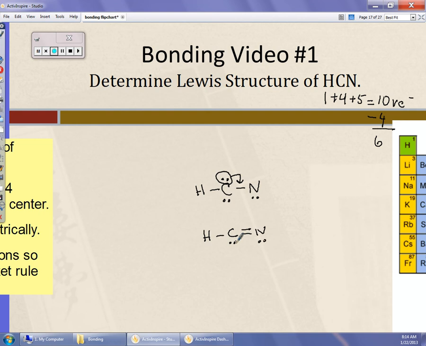By doing so, the carbon here still has its octet. It has 1, 2, 3, 4 pairs, or 8 electrons. That's good. The nitrogen has 1, 2, 3 pairs, or 6 electrons. It still does not have an octet. So we're going to have to do additional sharing. These electrons will move up, and we will get this.